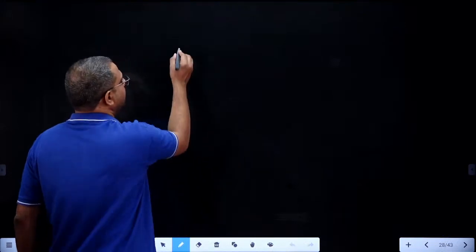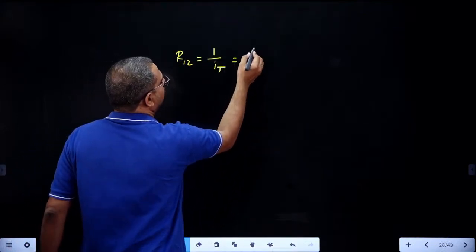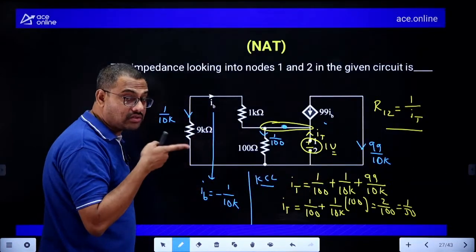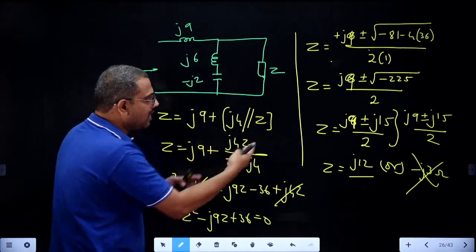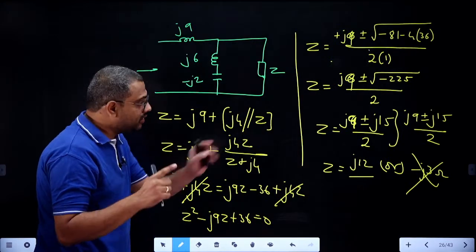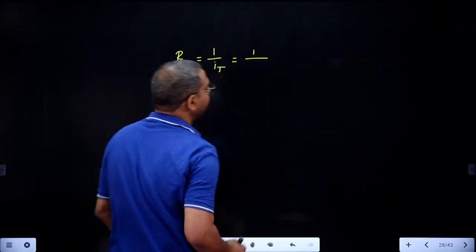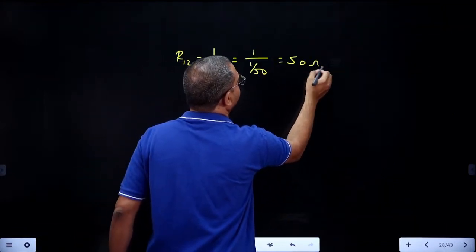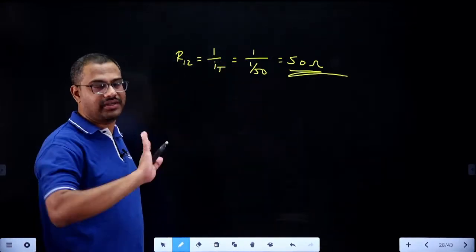So now I will write R12 is 1 volt by I total. How much are you getting after solving? Get it always right. Solving is important. In the previous problem also, I substituted wrong there. So solving the mathematics will be very important, but be careful. So here also, see the calculations. I total is 1 by 50, so R12 is 50 ohms.